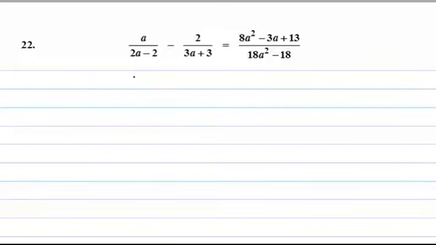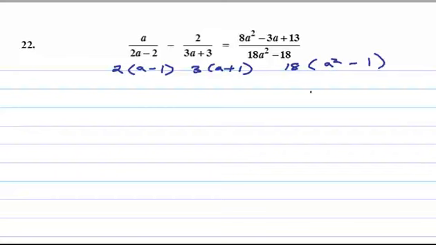Here we are trying to solve an equation involving rational expressions. So the first thing we're going to need to do is factor each denominator. In this first denominator, we have a GCF of 2, and that leaves a minus 1. In the second denominator, we have a GCF of 3, and that leaves a plus 1. In this last denominator, we have a GCF of 18, and that leaves a squared minus 1.